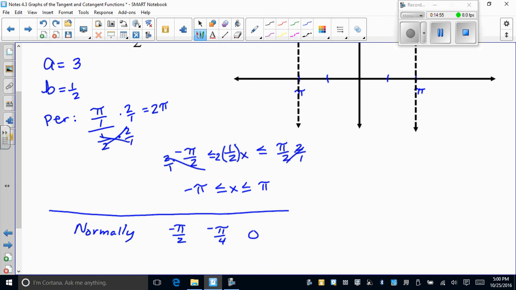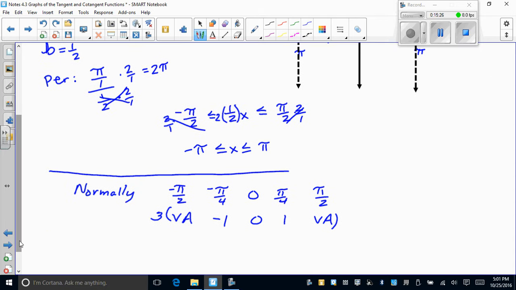Now remember, we're talking about tangent this time. And tangent at 0 is 0. Tangent at pi over 4 is 1, at negative pi over 4, it's negative 1. Remember, we're in quadrant 4 down here. And this guy is undefined, so we get a vertical asymptote. This guy is undefined, so we get a vertical asymptote. And we get to go through and multiply all of our values by 3. So really, our points, we're going to graph vertical asymptote, -3, 0, +3, vertical asymptote.